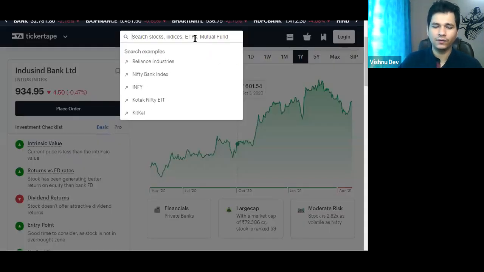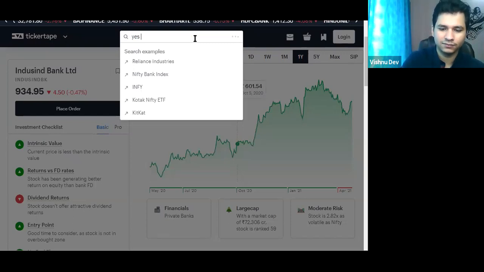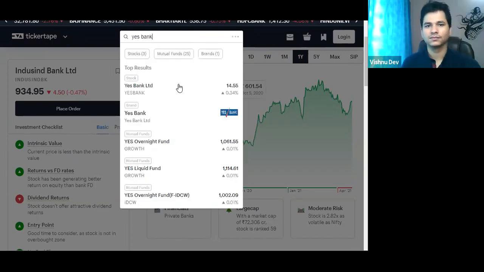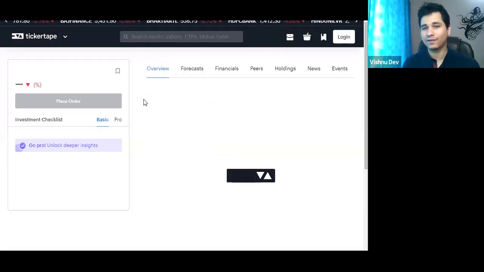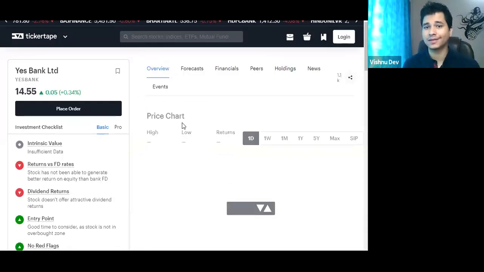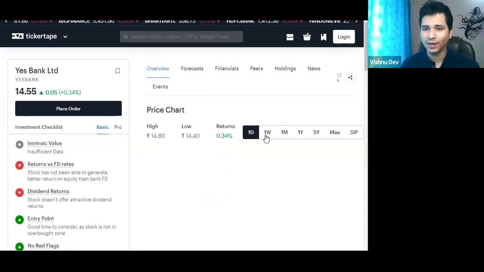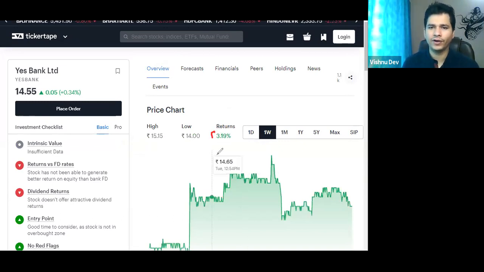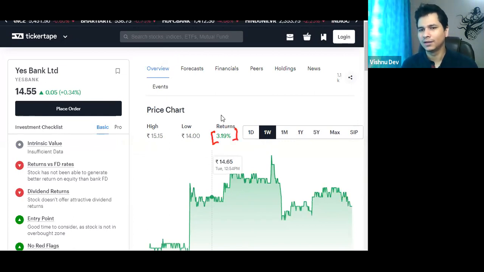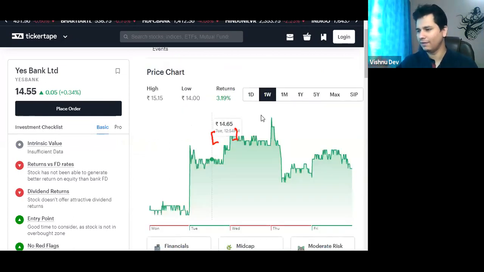How many of you know about Yes Bank? Everyone knows Yes Bank. Yes Bank was again one of the biggest banks. It was the fastest growing bank. So if someone would have bought this for only 1 week, in 1 week they would have gained a profit of 3%. They bought it and sold it within 1 week.